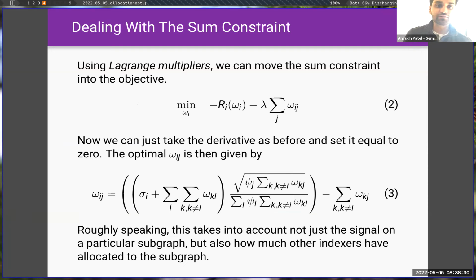So the way we handle the sum constraint is using something called Lagrange multipliers, and we can basically use that to move the sum constraint into the objective function. And we take the derivative as before, set it equal to 0, and solve for omega ij, and this gives us the formula that you see here. So roughly speaking, I know this is quite a lot to look at. This formula is taking into account not just the signal on a particular subgraph, but also how much other indexers have allocated to that subgraph. And how it takes the other indexers into account is a function of the square root, which is quite interesting as well.